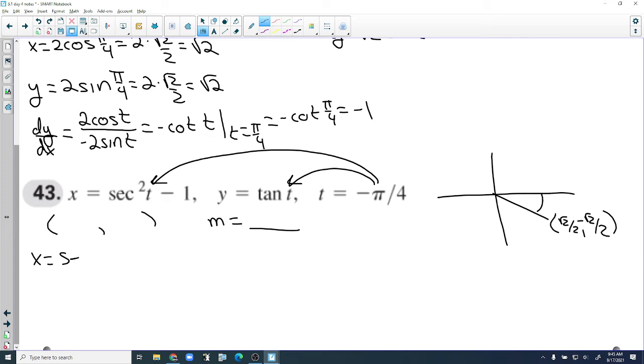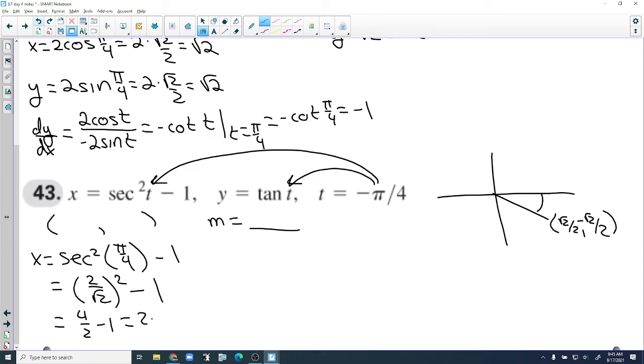X equals secant squared of pi over 4 minus 1. So we are squaring 2 over square root of 2, squared, minus 1. Secant is the reciprocal of cosine, and cosine's positive. I'm squaring it, so that wouldn't have mattered. 4 over 2 minus 1. So you square it, you get 4 over 2. 2 minus 1 is 1. So the x-coordinate is 1.